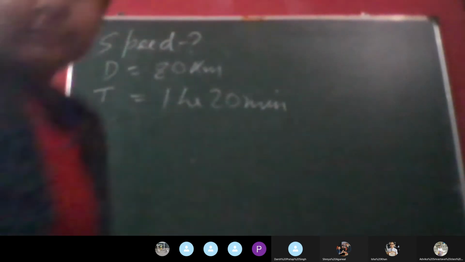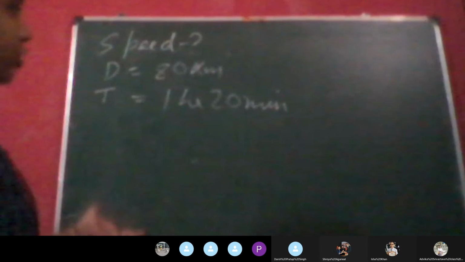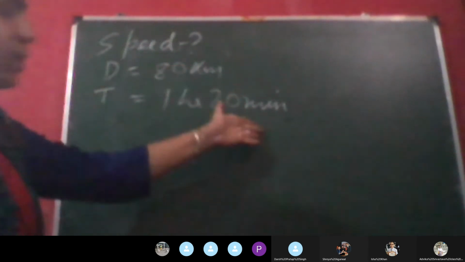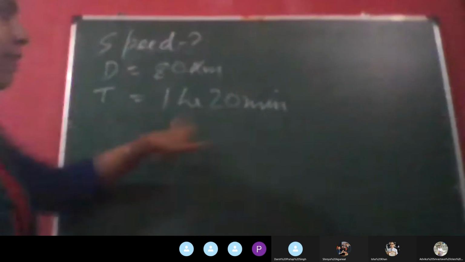If you are converting to the SI system, it's well and good, very good. But in the question it is not given in the SI system, so it's your choice. You can find your answer in kilometers per minute, because if you go for hours, then your values will be in decimals and the calculation will be difficult. Yes or no?